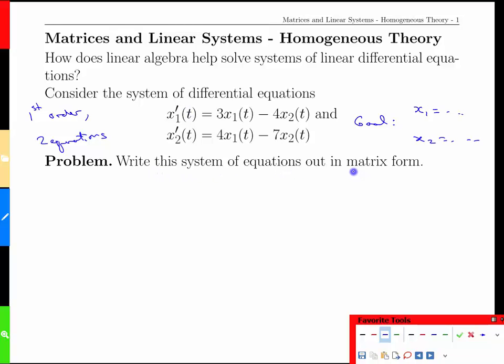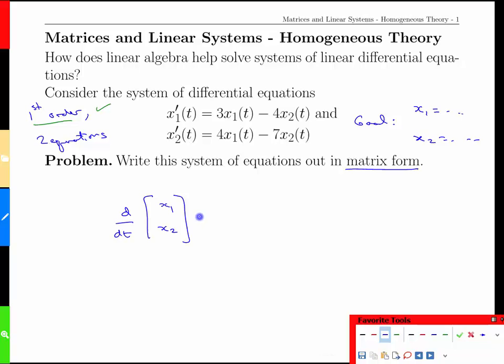Our first step is going to be to write this out in matrix form. We're going to take a time derivative of x1 and x2. Here we don't need new variables because we've got a first order system already. In earlier examples we had second order equations and we had to convert them, but these are already first order. So how can we actually create those?